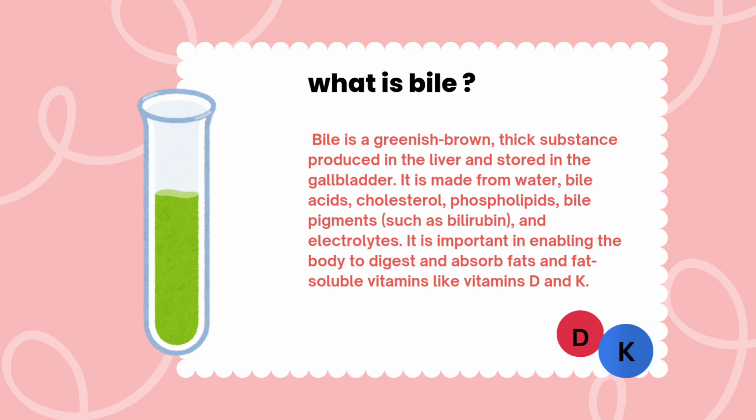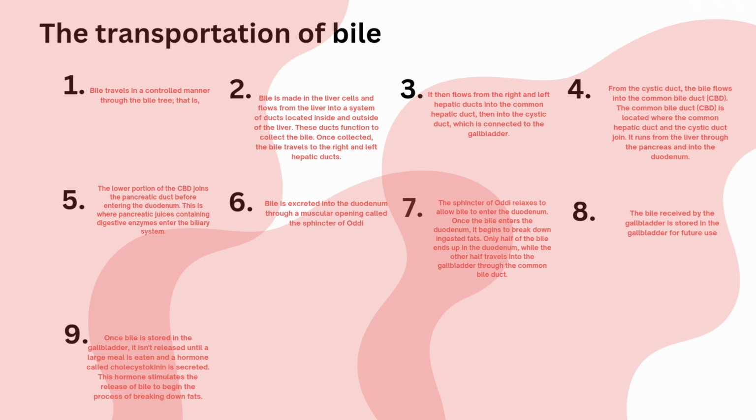Bile is a greenish brown thick substance produced in the liver and stored in the gallbladder. It is made from water, bile acids, cholesterol, phospholipids, bile pigments such as bilirubin, and electrolytes. It is important in enabling the body to digest and absorb fats and fat-soluble vitamins like vitamin D and vitamin K.